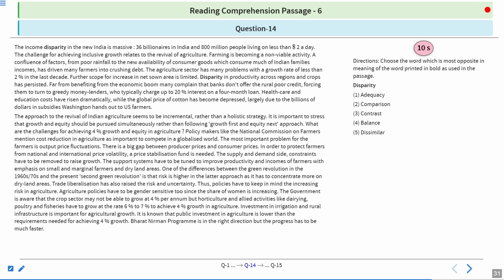The next question is: choose the word which is most opposite in meaning of the word printed in bold as used in the passage, disparity. The first one is advocacy. The second one is comparison, contrast, balance, or dissimilar. You have 10 seconds to choose accordingly.